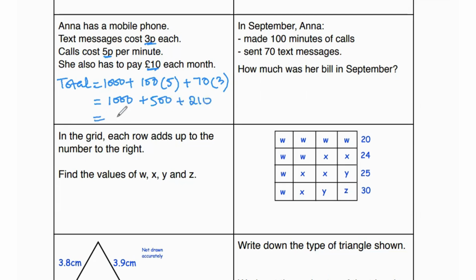And that's going to be 1,710 pence. If you want to convert this into pounds, divide this by 100, so that's going to be 17.1 pounds. That's your answer.